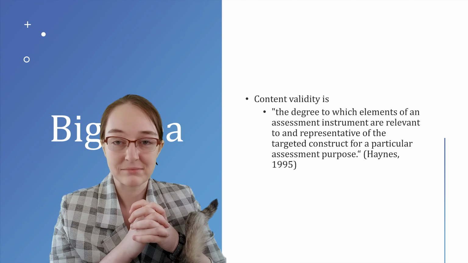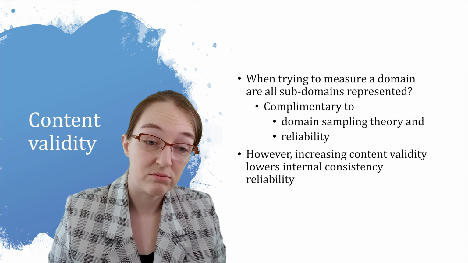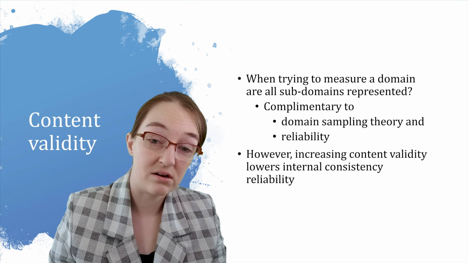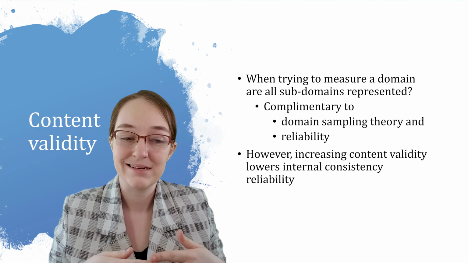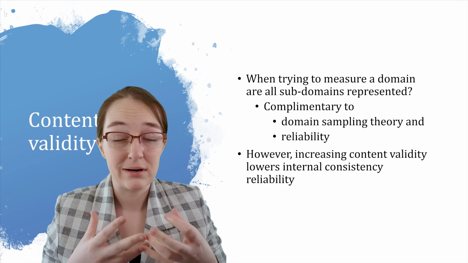Okay, so when trying to measure a domain, you have to make sure that all the subdomains of that construct are represented. So this is really complementary to the ideas behind domain sampling theory and reliability. For example, when you measure depression, you want to make sure all 16 clinical criteria are represented in the items, not just the ones that have really nice internal consistency.